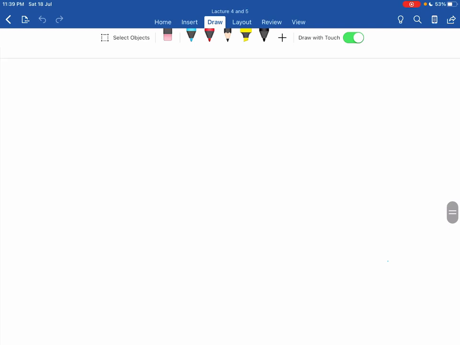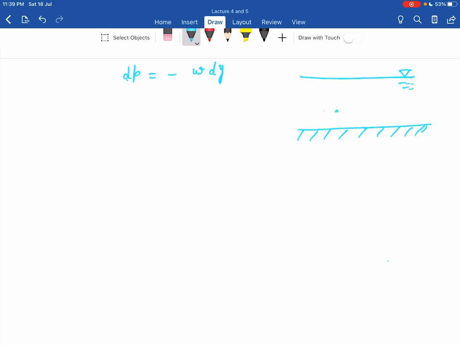So now from the hydrostatic law, dP is equal to minus W dy. Say we have this fluid, this is the bottom, and if we consider 2 points in it, this is point 1, this is another point 2. The distance of point 1 from the bottom is y1 and the distance of point 2 from the bottom is y2. Pressure intensity at point 1 is say P1 and at point 2 the pressure intensity is P2.